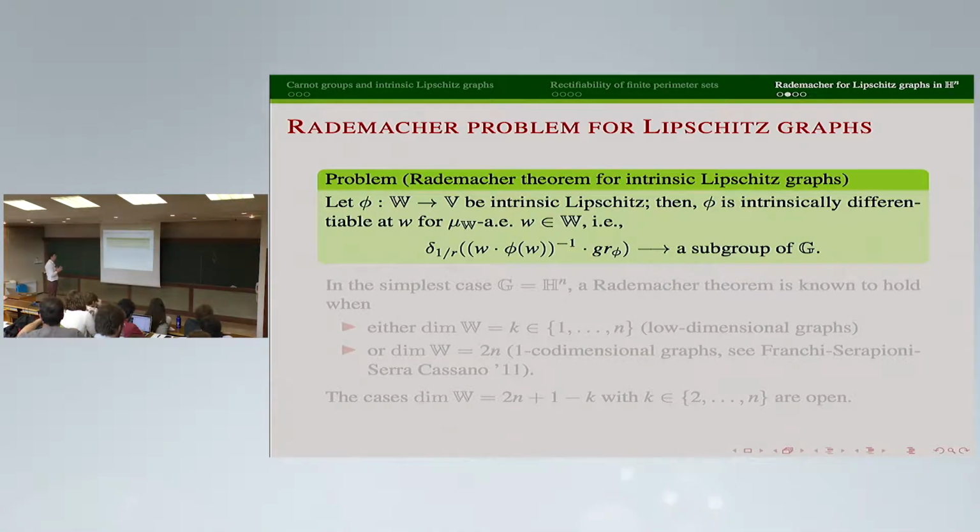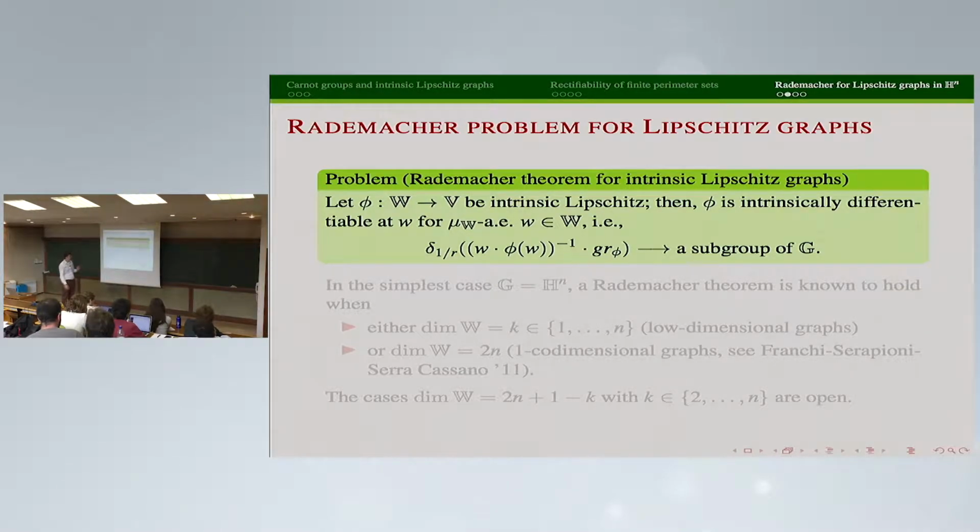So the problem we are interested in is the Rademacher theorem for intrinsic Lipschitz graphs, which can in principle be stated for any group, given a splitting of the group G as W times V. So remember, we are interested in intrinsic Lipschitz functions from a subgroup W of G to a complementary group V.